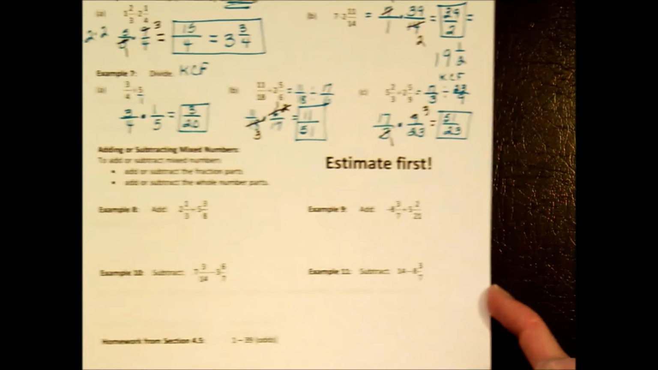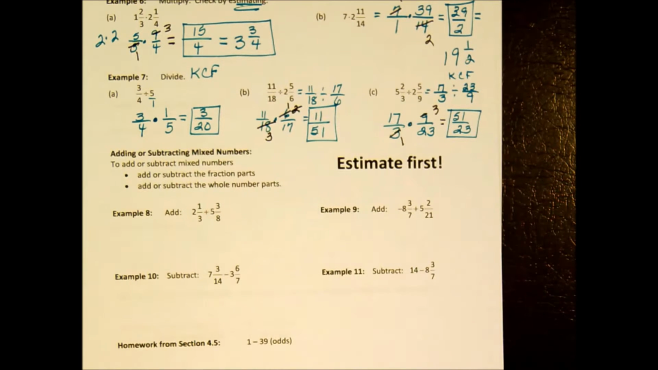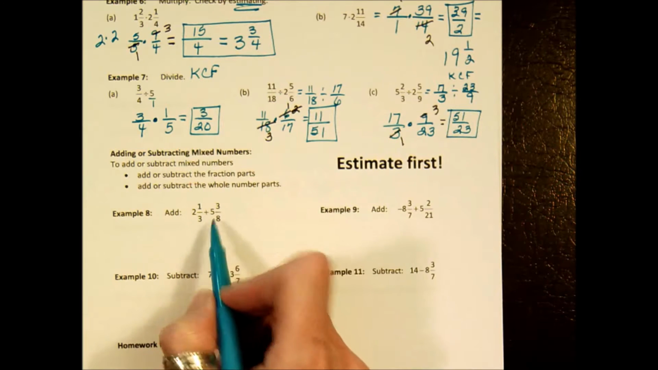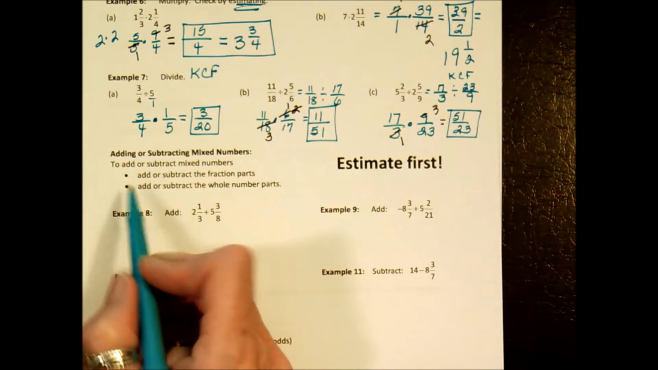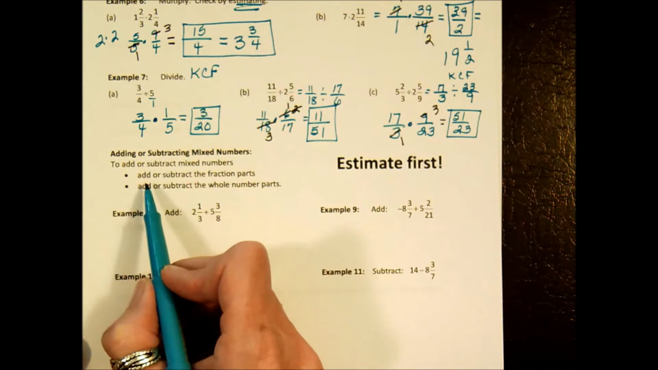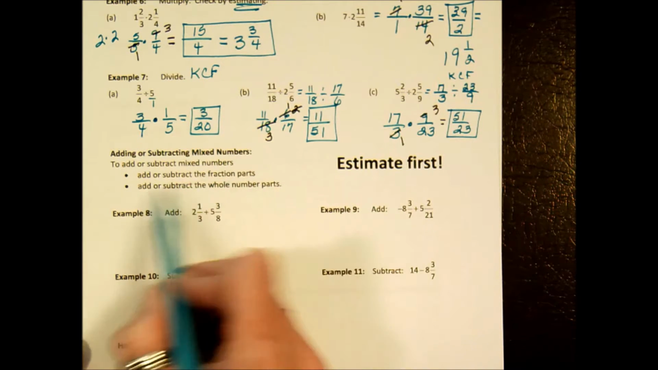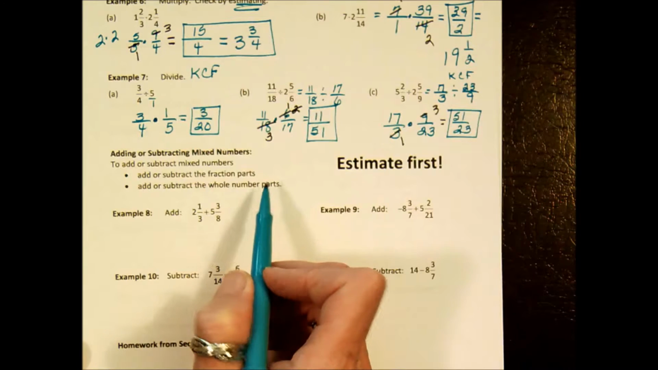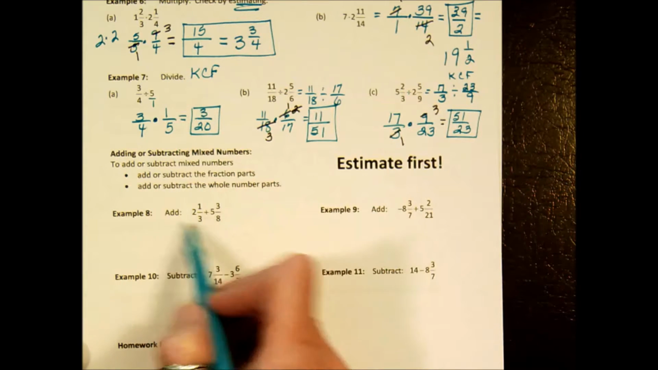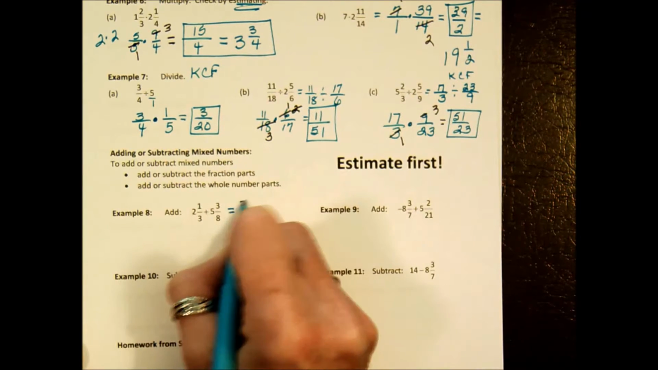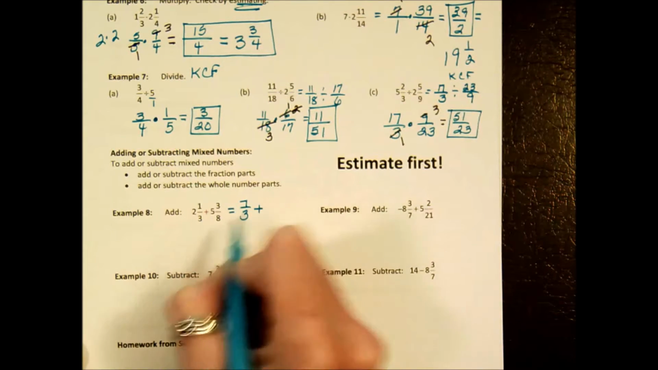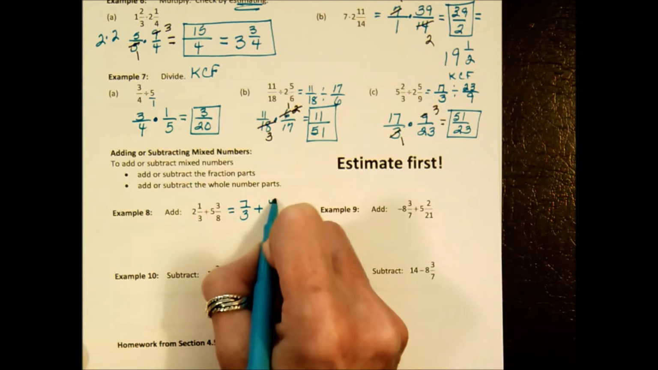All right, let's look at adding and subtracting. Same rules apply. Change them to improper, and then common denominator. Now, this tells you a different way to do it. It says add or subtract the fraction parts, add or subtract the whole number parts. You can get into some trouble with that. So we're going to change them all to improper fractions. 3 times 2 is 6, and 1 is 7 thirds, plus 43 eighths.